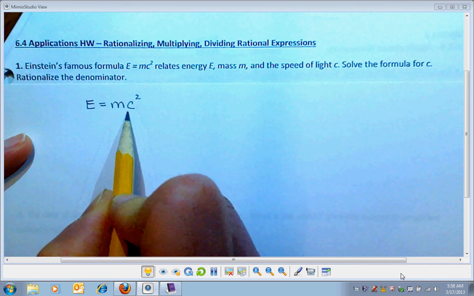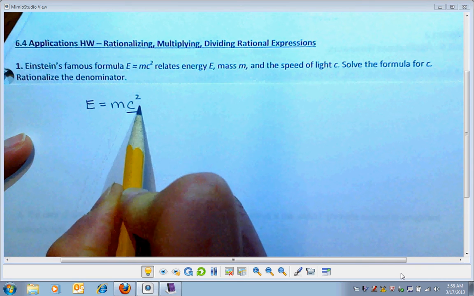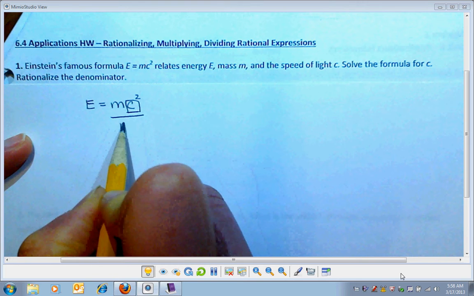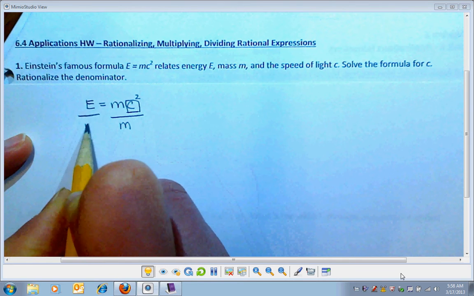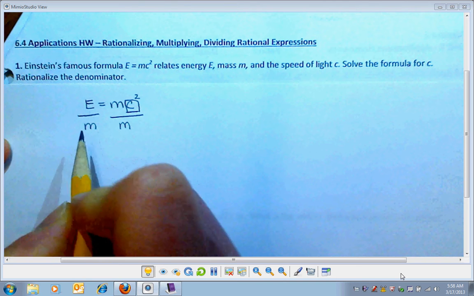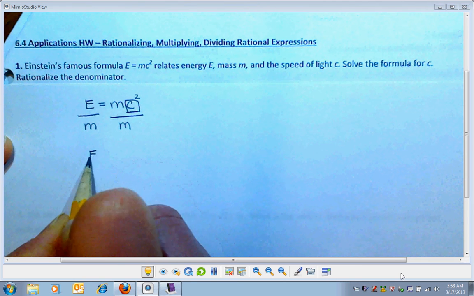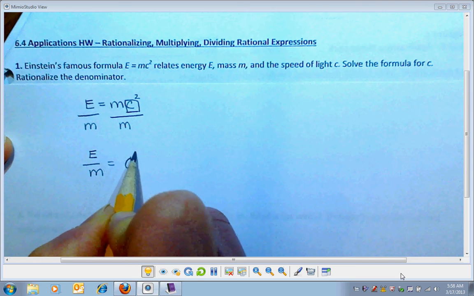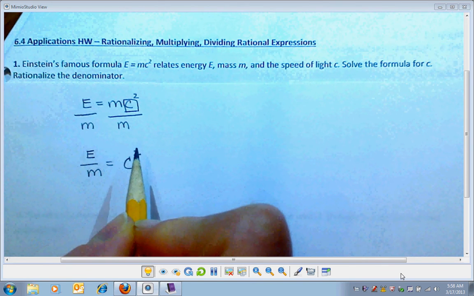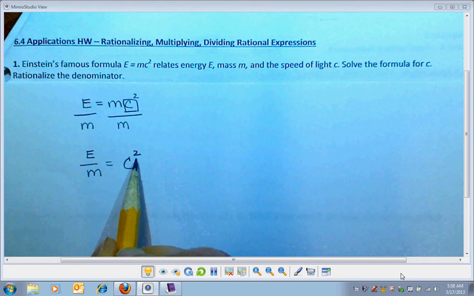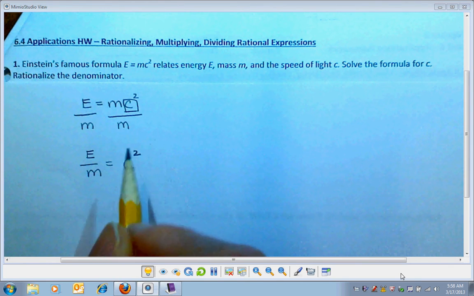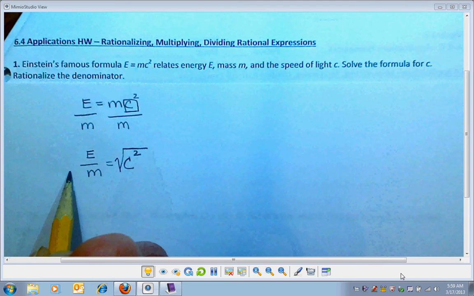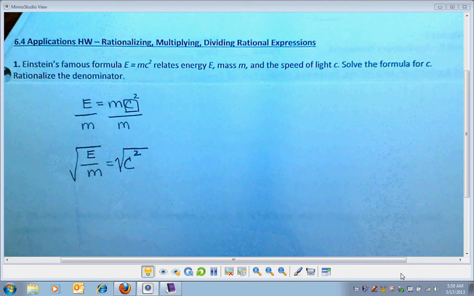So this is what we want to get by itself. So if I divide both sides by m, then I get E divided by m is equal to c squared. So I have to unsquare the square. So the inverse operation is taking the square root.